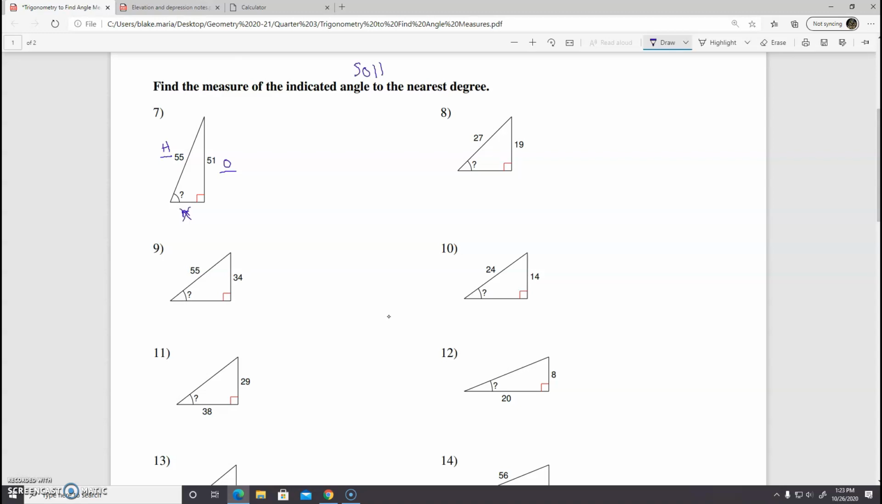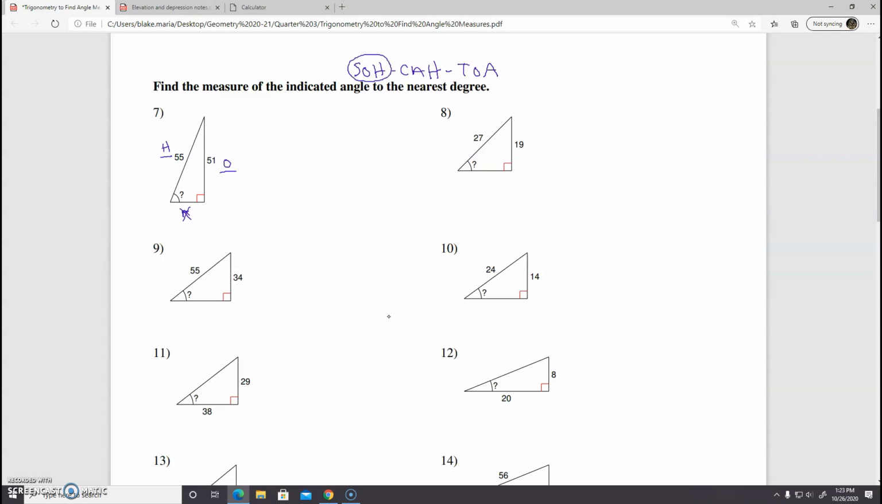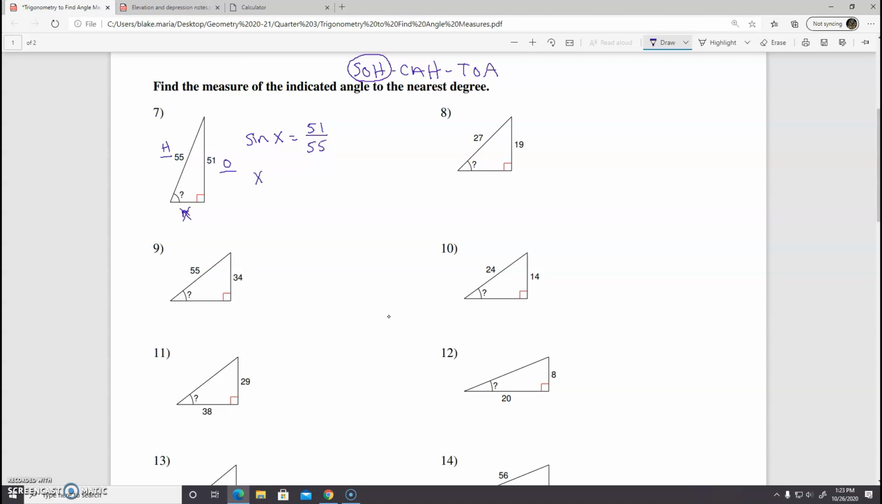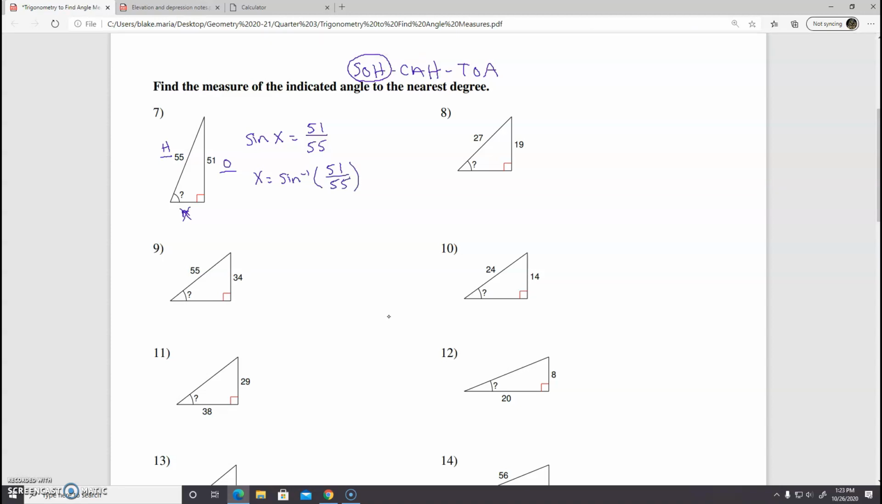So when we're talking about SOHCAHTOA, opposite and hypotenuse tells me to use sine. So we're going to say sine of my angle, which I don't know what it is, equals opposite over hypotenuse, 51 over 55. And then this is where that last lesson came in. If you want to get x alone, we've got to take the sine inverse of both sides. You'll be left with x equals the sine inverse of 51 divided by 55, and you're actually going to type that right in your calculator.